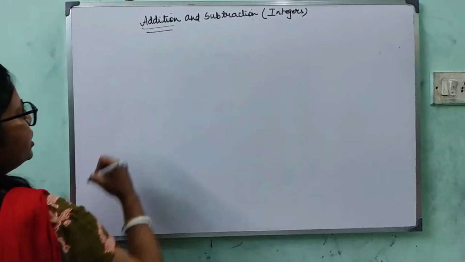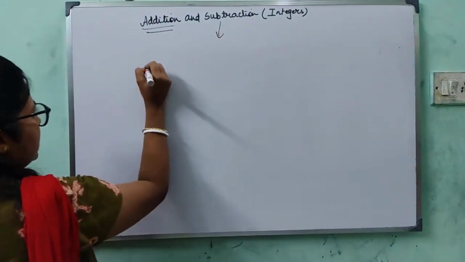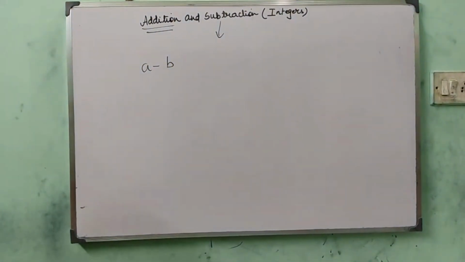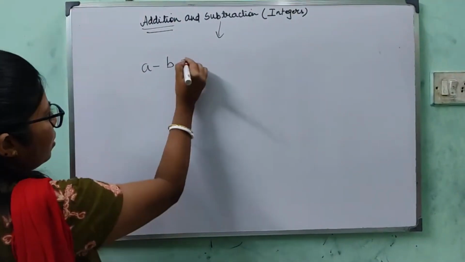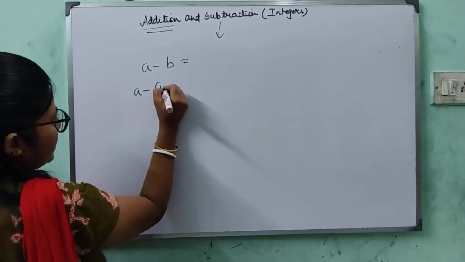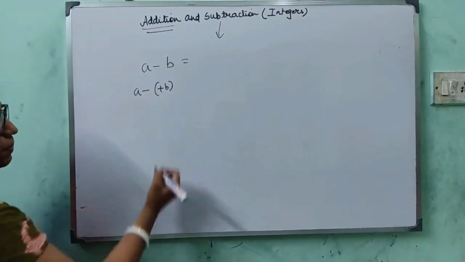Now this was about your addition. Now we are coming to subtraction. So subtraction is denoted by A minus B. Now this A minus B, how to do it? I can write this as A minus of plus B. I can write it because minus into plus is minus.